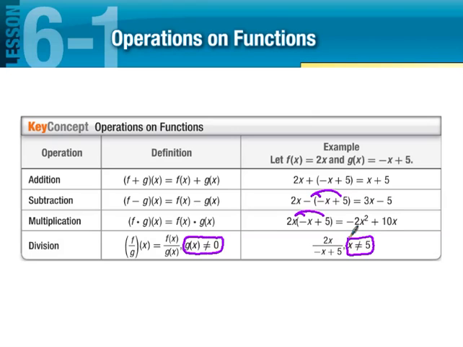The question is, how do you know what values x can't be? This is what you do. Negative x plus 5 equals 0, and you set it equal to 0. So you'd subtract 5, you'd get negative x equals negative 5, and then notice you get x equals 5. That's all you do when you restrict the domain.